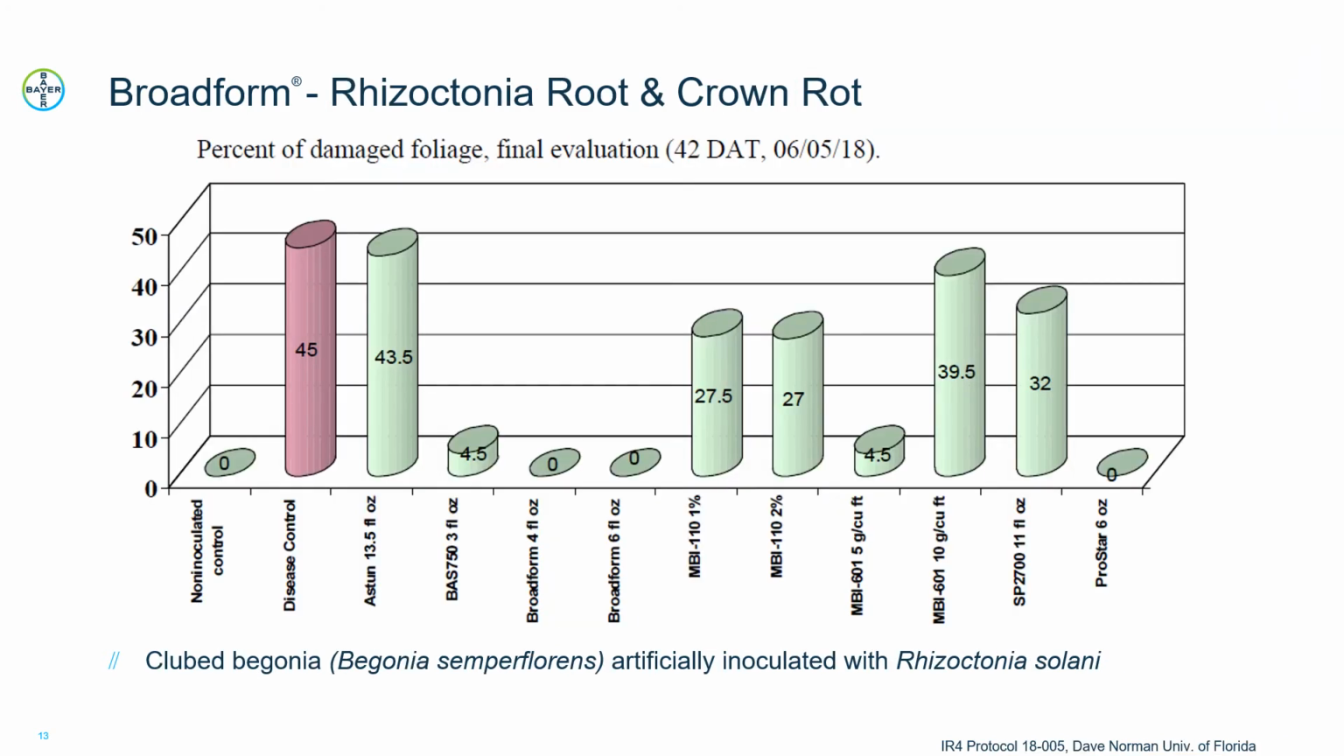Here's an IR4 trial conducted by Dr. David Norman at the University of Florida. The graph shows disease severity ratings taken 42 days after the fungicide applications. Broadform treated plants had the lowest disease compared to all other treatments except for ProStar, which also provided 100% control of Rhizoctonia.